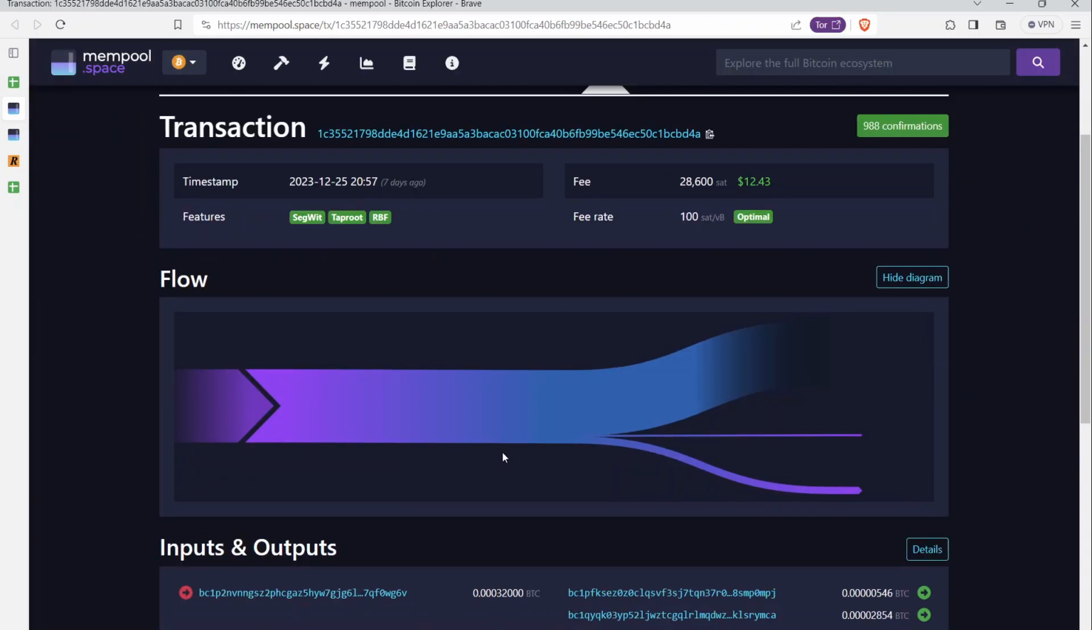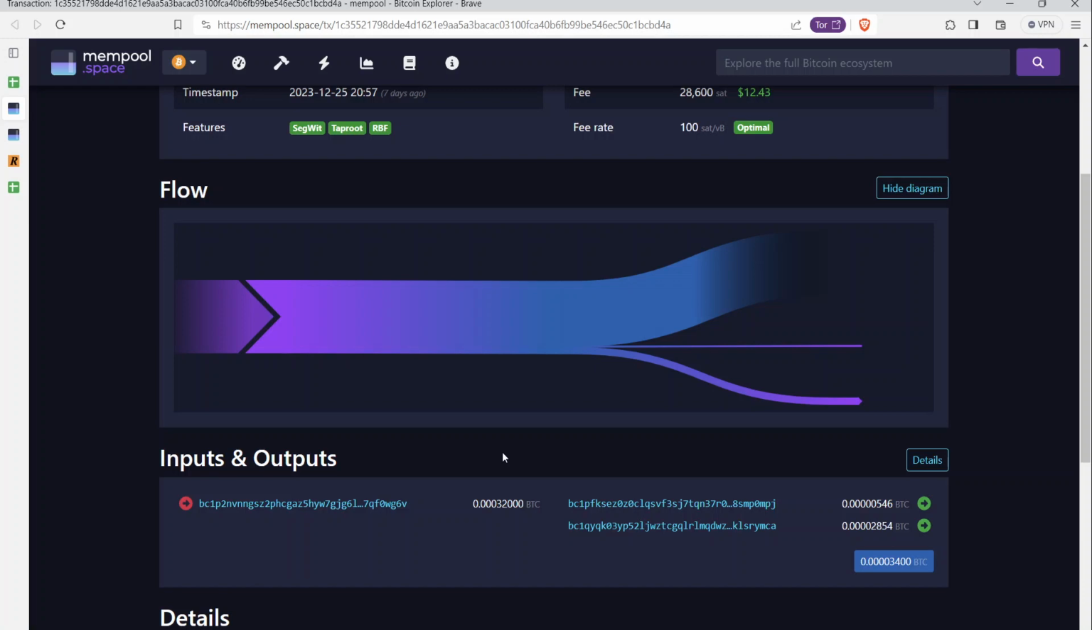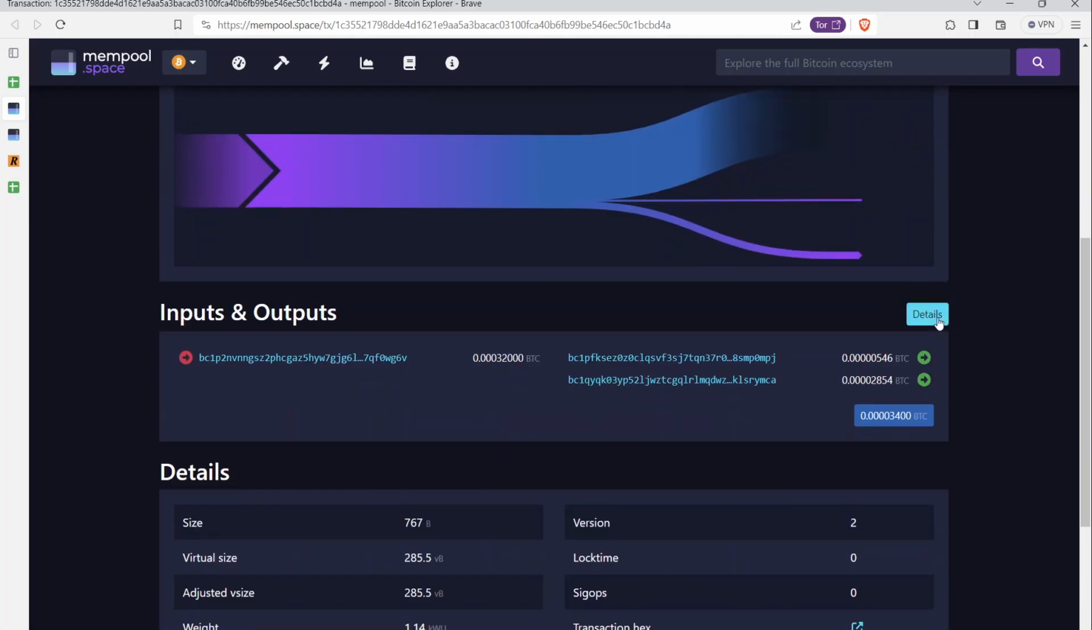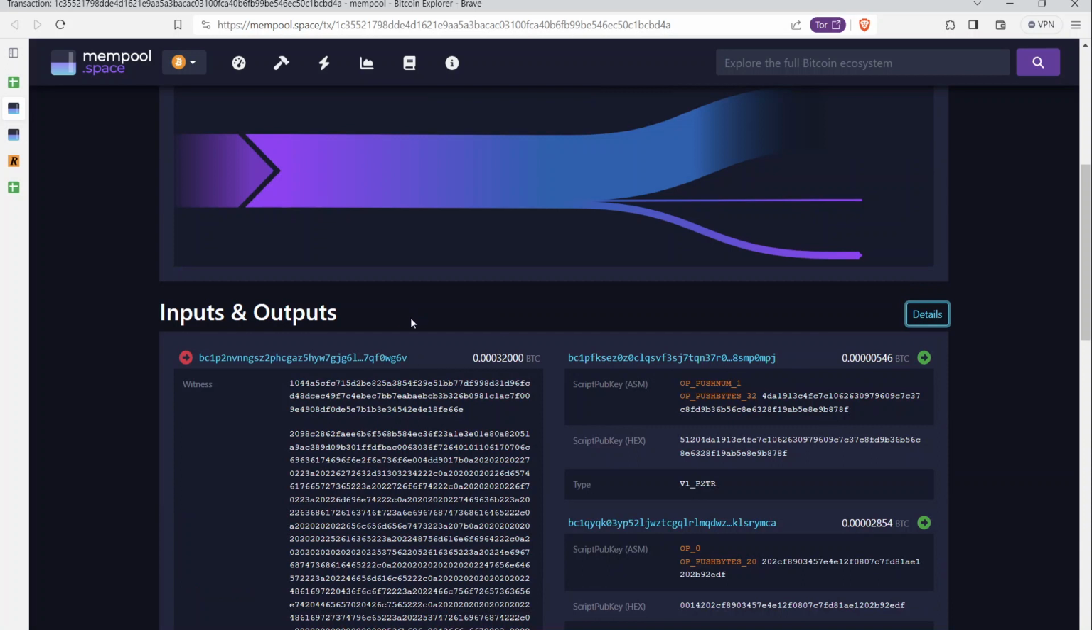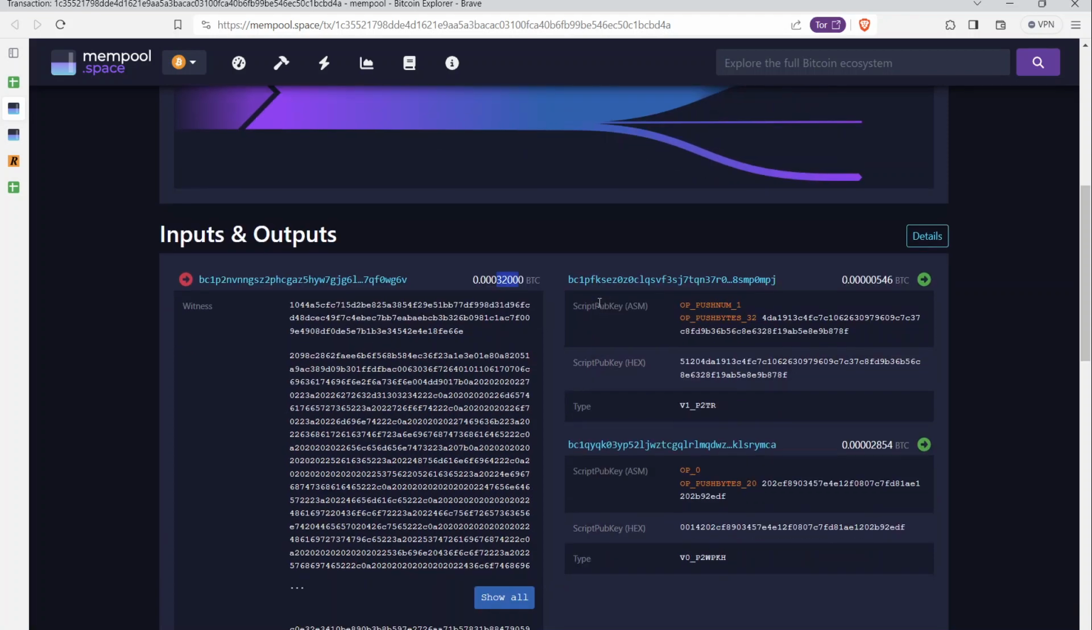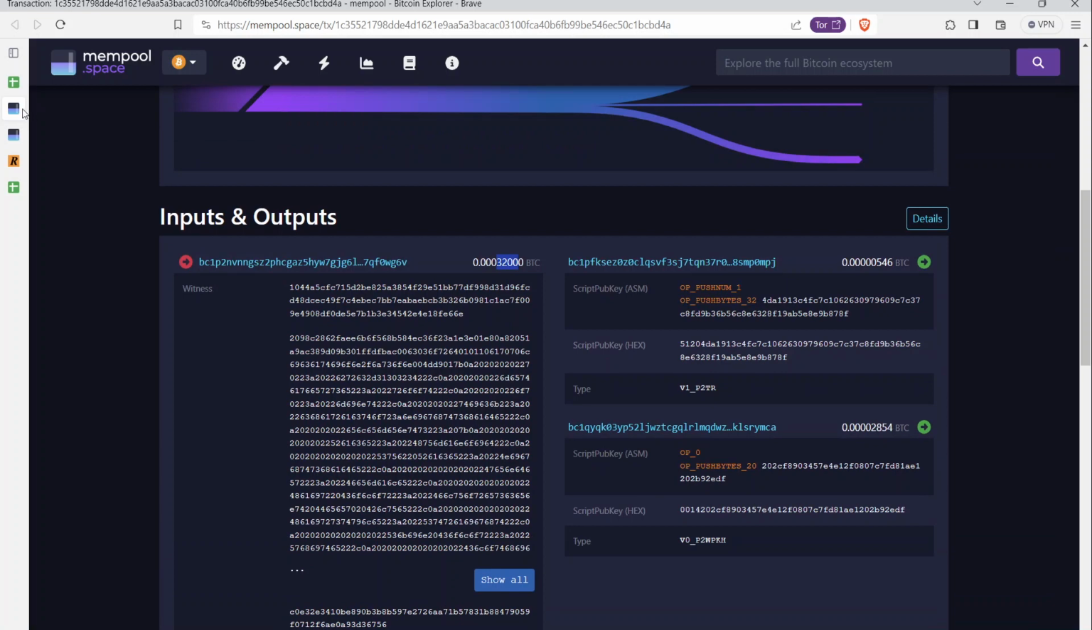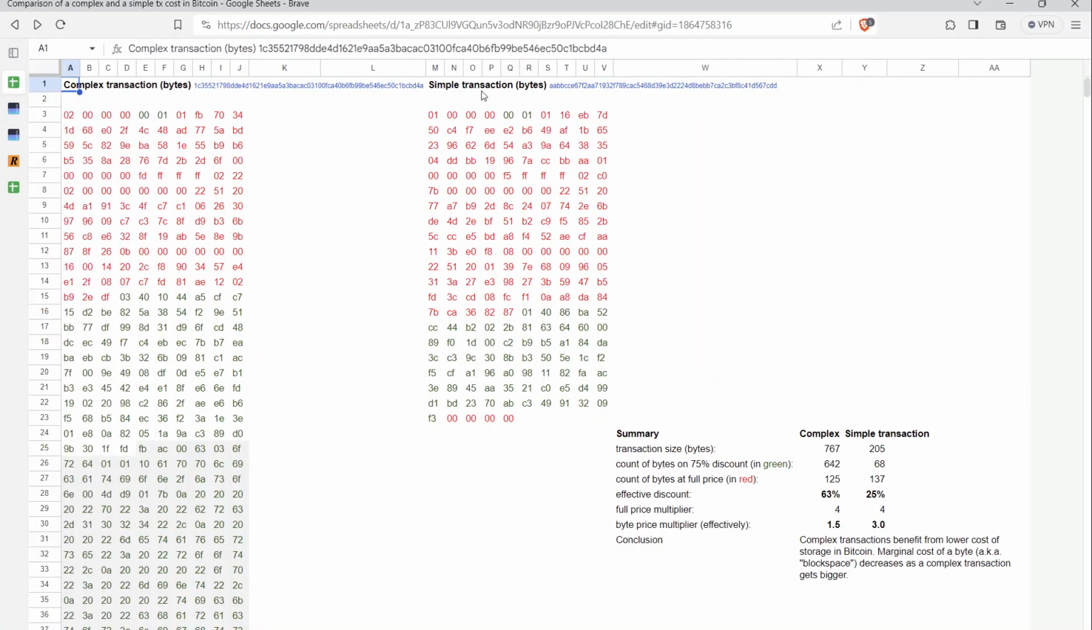You can go to Mempool and see the exact same transaction there. If you open details, as you can see, someone used Taproot and spent that amount and sent to two addresses. And we have an example of a simple transaction.